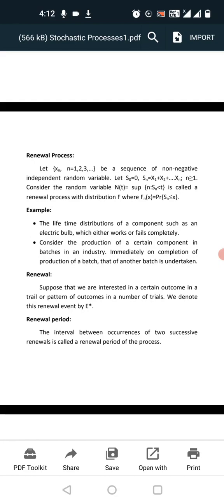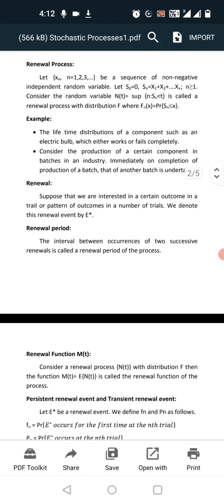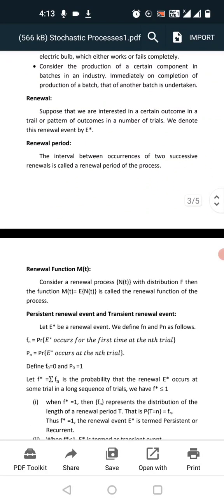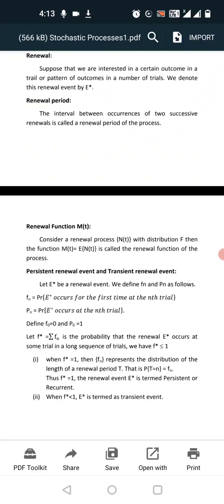Okay, renewal period: the interval between the occurrences of two successive renewals is called the renewal period of the process. And next, the renewal function is denoted by M(t), where M(t) is equal to the expectation E of N(t). So this is called the renewal function of the process.